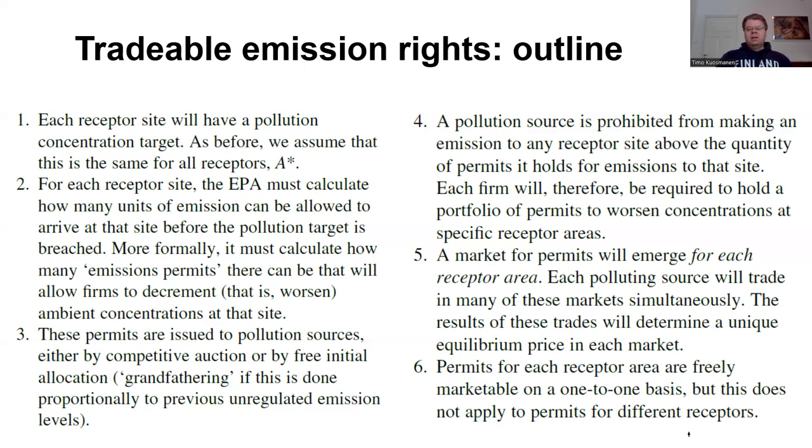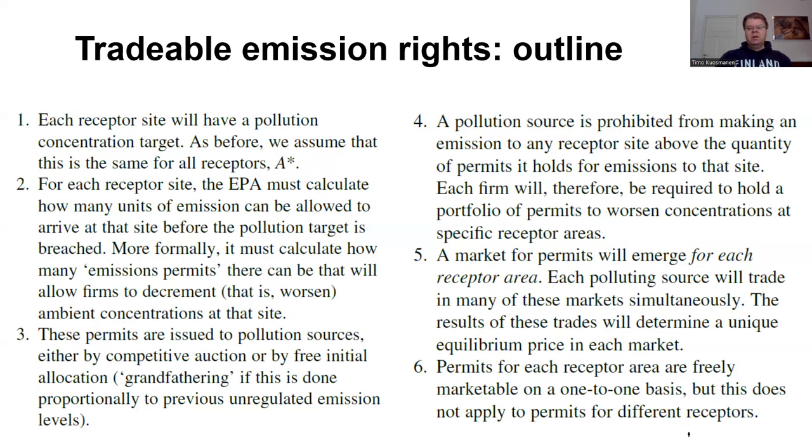Very often this is done so that previous unregulated emission levels set the basis for this grandfathering. And then, of course, the government regulator can decrease the amount of permits compared to this unregulated situation. This creates a shortage of these permits. And then what changes it from a command and control type of permit mechanism to tradable emission rights is to establish a market for the permits, so that these polluting firms, having either bought them at auction or received them for free, can then trade these permits.